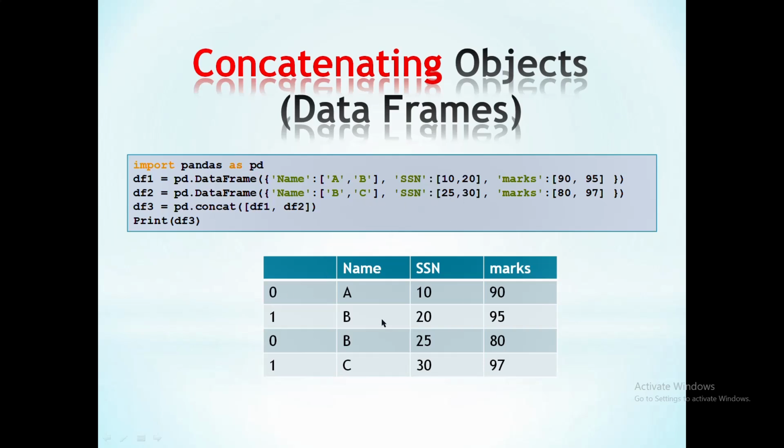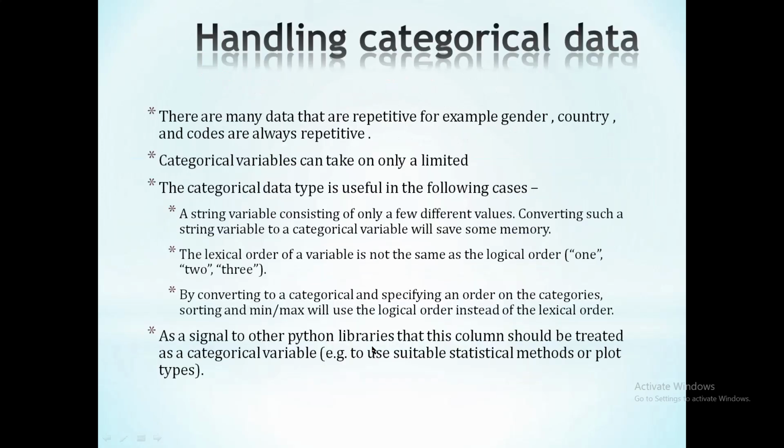If I concatenate, I don't refer to any index. So I am having the repeated index 0, 1, 0, 1. The first two rows belong to df1 and the second two rows belong to df2. So now we are getting the concatenated data frame.